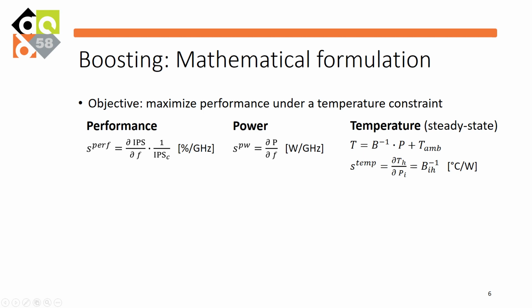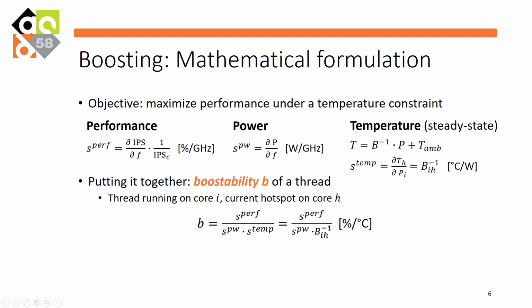matrix B inverse. The sensitivity of the temperature of the hotspot H on the power is the derivative of this equation with respect to the power of the core I that the thread is running on. This is simply one entry of this B inverse matrix. Its unit is degrees Celsius per watt.